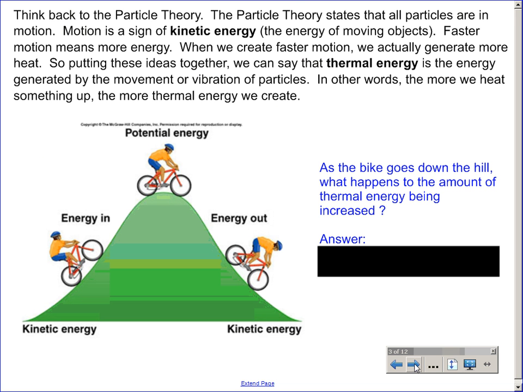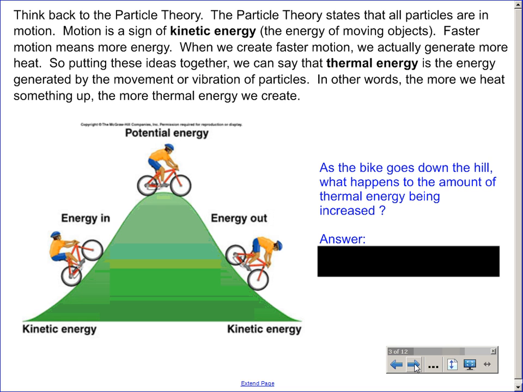Think back to particle theory. The particle theory states that all particles are in motion. Motion is a sign of kinetic energy, the energy of moving objects. Faster motion means more energy. When we create faster motion, we actually generate more heat.